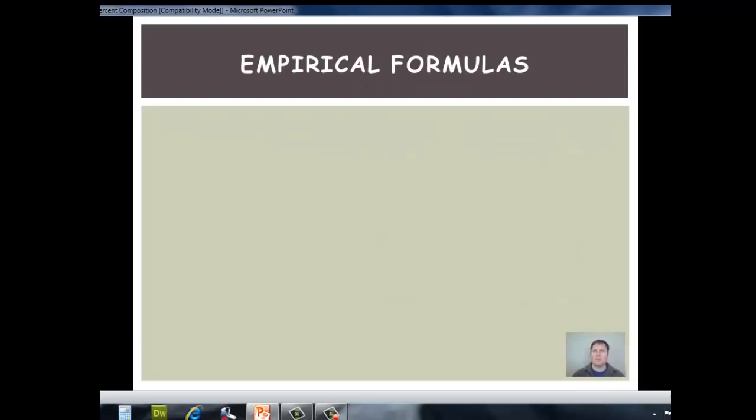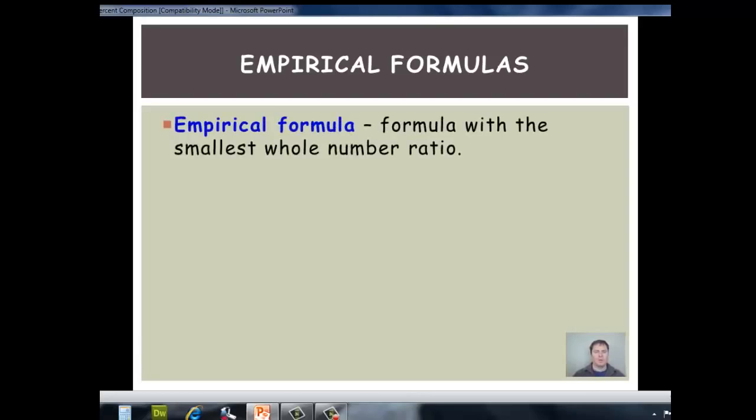Remember, there are two types of formulas we've talked about, empirical and molecular. The empirical formula is the formula with the smallest whole number ratio of atoms. So our subscripts are in the lowest ratio. Remember when we did this with ionics, if we had a 2 and 2 for subscripts, they canceled each other out. If we had a 4 and 2, the 2 canceled out the 4. So this is what we've been doing for ionic compounds.